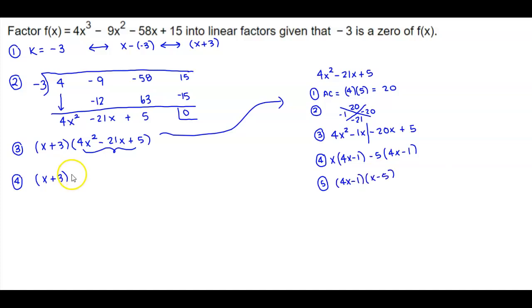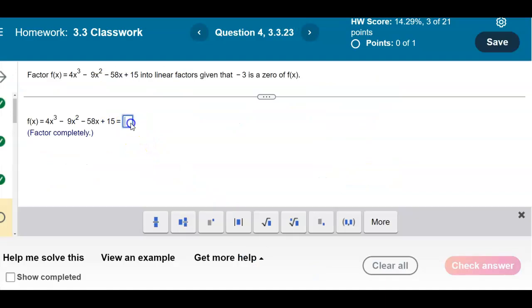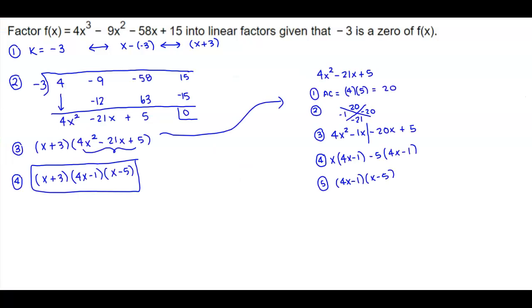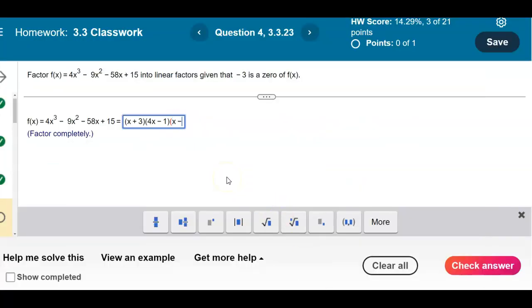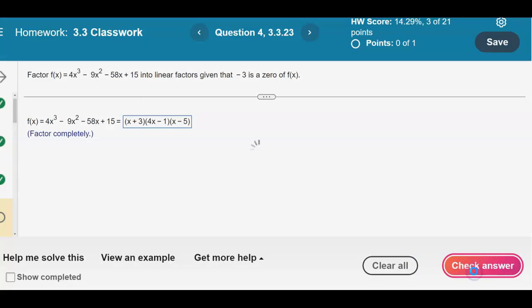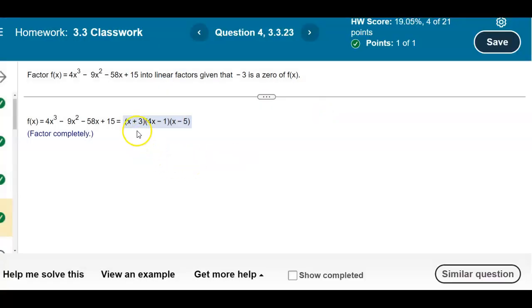So now this factors into x plus 3 times 4x minus 1 times x minus 5. And this is the completely factored form of this problem. So let's go ahead and answer our question. So we have x plus 3 as one of the factors, and the other factor is 4x minus 1. And then the other one, I believe, is x minus 5. Now let's check our answer. And there is our result. So that means if we multiplied all these together, we would get this polynomial.